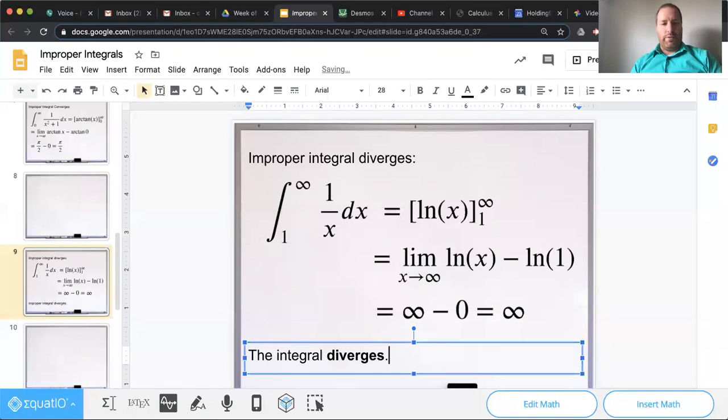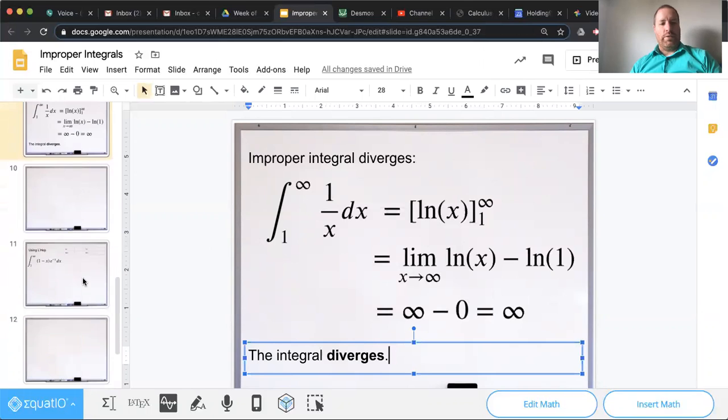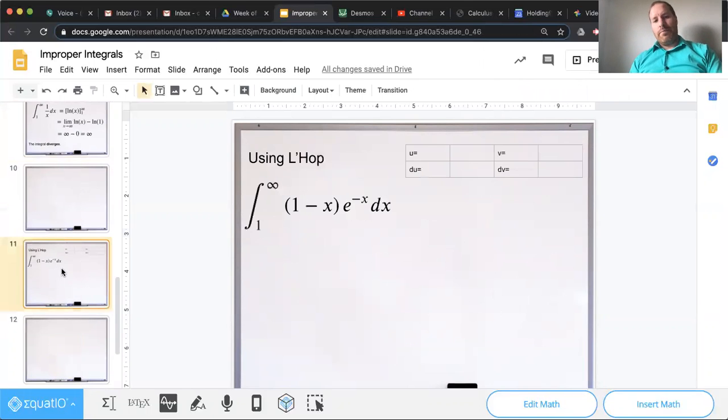So we would state that integral diverges. Yeah. So if you get an answer where you get infinity or negative infinity as well, the integral diverges. Some different things. I'm just going to go through some other examples here.